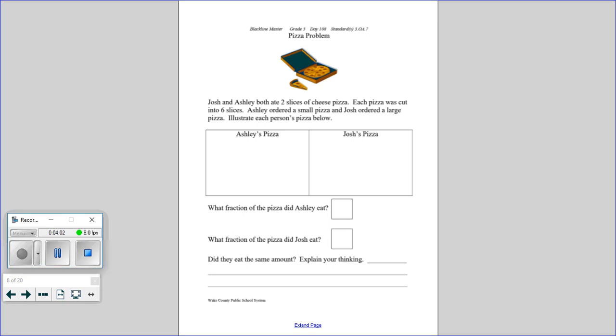Alright, so I know Ashley ordered a small pizza, so I'm going to draw a small round pizza. Again, I know I've told you before that I'm not a big fan of round models. I choose round because pizza is normally round, but if you feel more comfortable doing rectangles because they're easier to make fair size pieces, go for it. Josh ordered a large pizza, so I'm going to make that really big. If you didn't make your pizzas 2 different sizes, go ahead and fix that now.